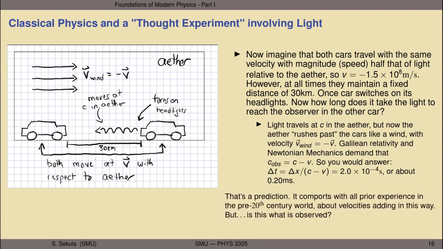Now, that's a prediction, and it comports with all prior experience in the pre-20th century world. It comports with ideas about how velocities add in relative motion. It comports with the idea that waves can only travel because they're distortions in some kind of medium, a mechanical explanation for waves. That's consistent with Newton's mechanics.